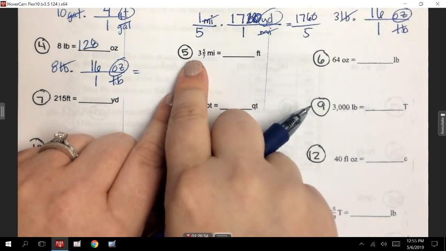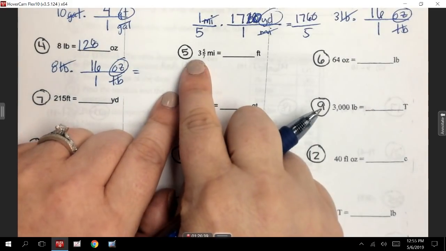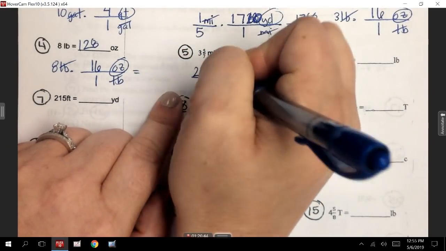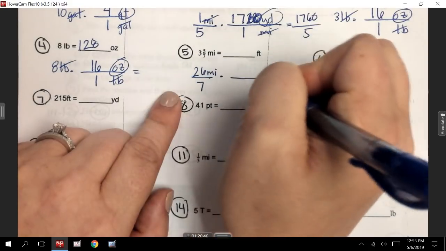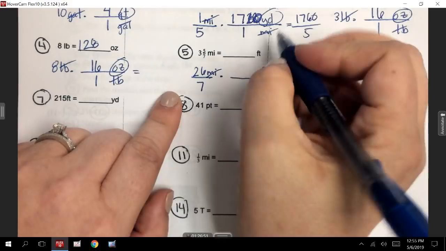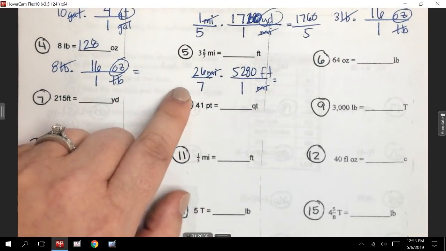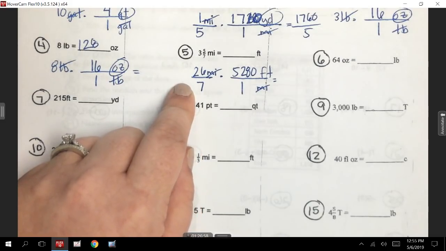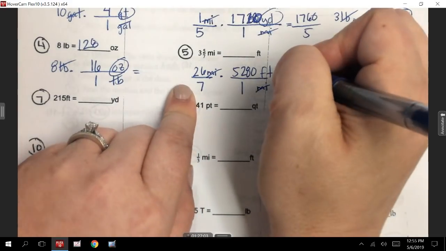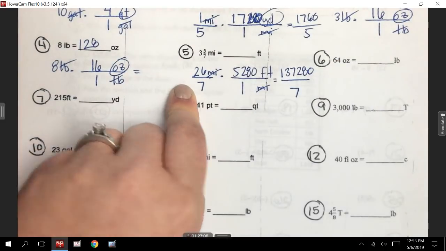All right, number 5. This one we do have to be careful. I have a mixed number here, so we want to change that to just a top and bottom. So 3 times 7 is 21, plus 5, 26 over 7. My miles stays on the top, so I can put miles on the bottom. So miles go away. 1 mile equals 5,280 feet. On the top, I have 26 times 5,280, which is a really large number, 137,280 over 7.